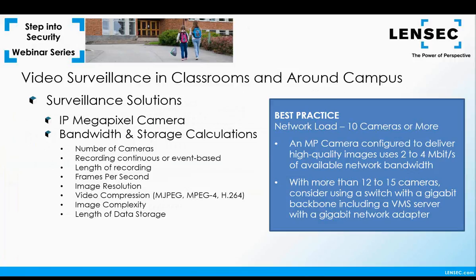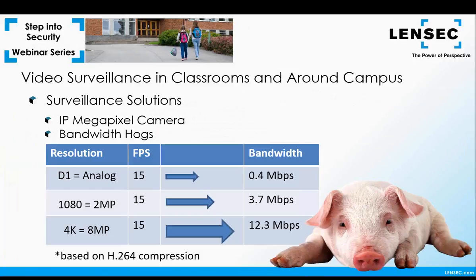When implementing a system of 10 or more cameras, especially if megapixel resolution is required, the network load can be estimated using a few rules of thumb. A camera that's configured to deliver high-quality images and high frame rates will use approximately 2 to 4 megabits of available network bandwidth. With more than 12 to 15 cameras, consider using a switch with a gigabit backbone. If a gigabit supporting switch is used, the server that runs the video management software should have a gigabit network adapter installed.